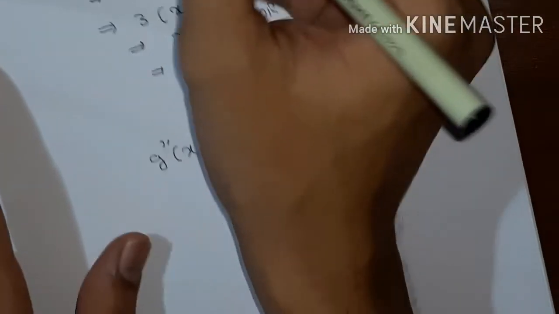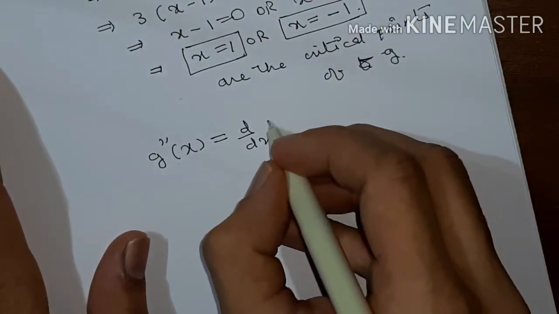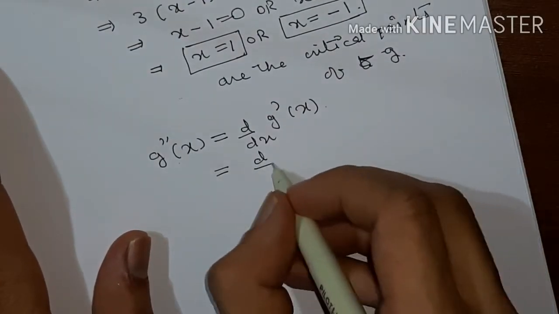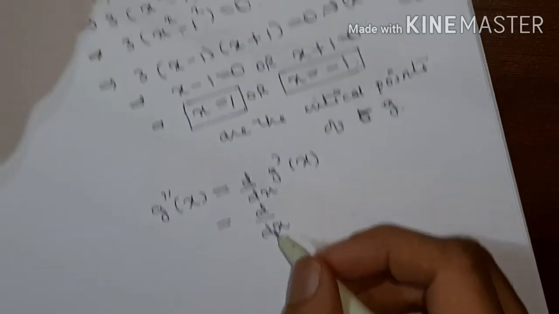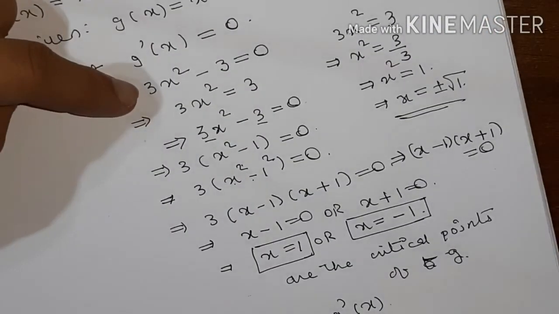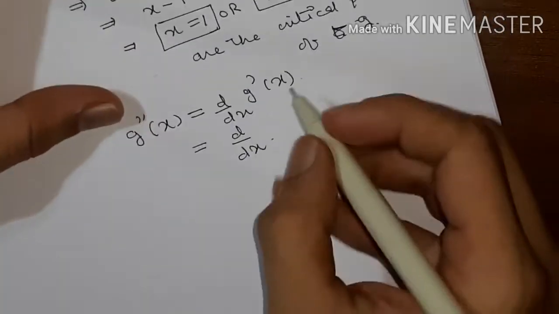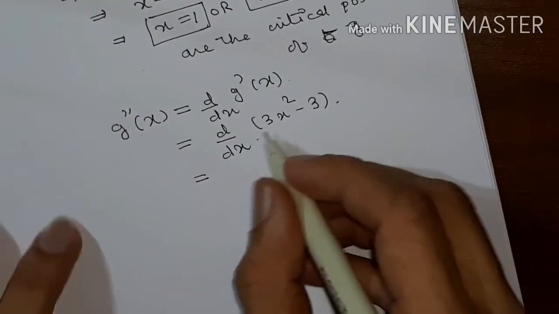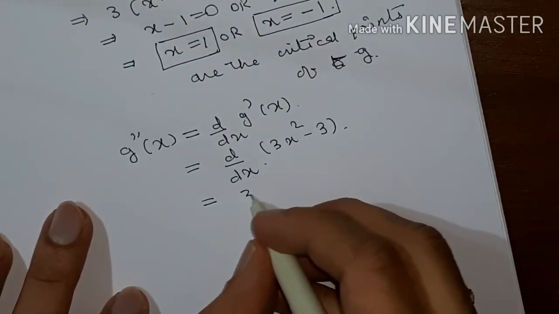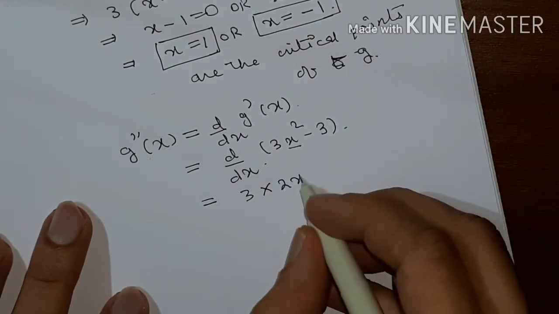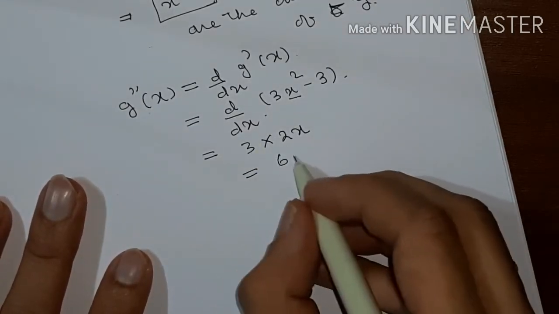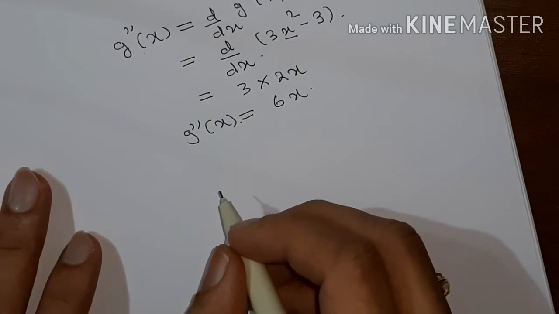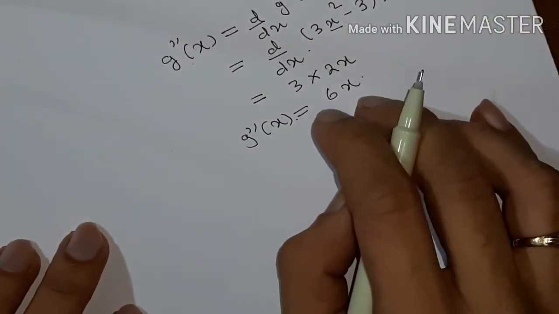Now you know that g double prime of x is d by dx of g prime of x, which is the derivative of 3x square minus 3. What is the derivative of this? This is 3 times the derivative of x square, which is 2x, so 3 times 2 is 6x. So this is g double prime of x. Now after finding g double prime of x, what you have to do?